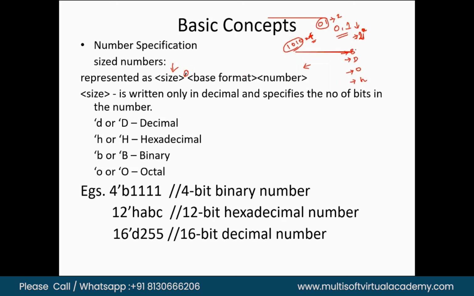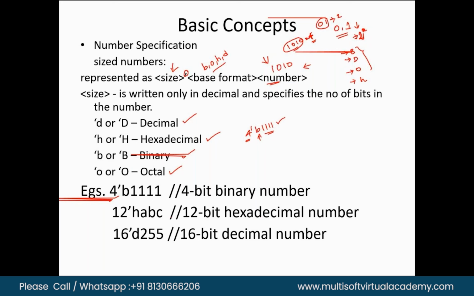These are the base formats. B means binary, O means octal, H means hexadecimal, D means decimal. Then followed by the number. If I say it is a 4-bit number, this number should be here. So this is the number representation in your Verilog: D for decimal, H for hexadecimal, B for binary, O for octal. So here it is 4-bit binary 1111, which means it is binary data of 4 bits. This is the data, 1111.